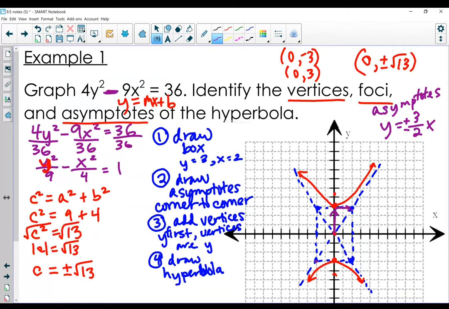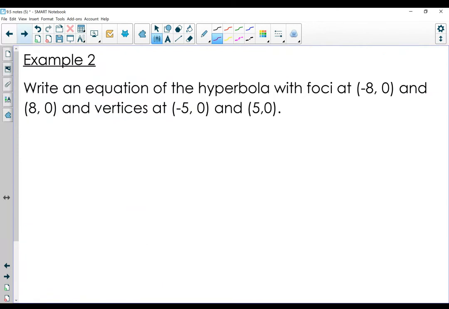All right, next example. A lot of information packed into this one. For example 2, we're going to write an equation. Before, we were given an equation, and we had to put it in standard form and graph it. Now it's the other way around: they're giving us some information and we're going to write an equation for the hyperbola. We know the foci, (-8, 0) and (8, 0), and the vertices, (-5, 0) and (5, 0).